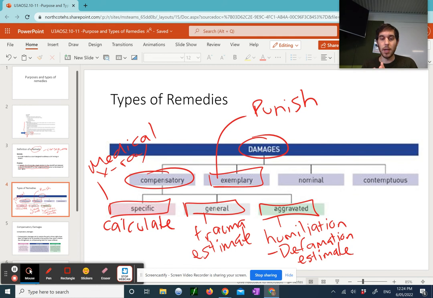So that is an extra amount that they'd have to pay beyond what they would need to give you to restore you back to your original position. They're going to pay extra so that the judge can feel like they've been punished appropriately.